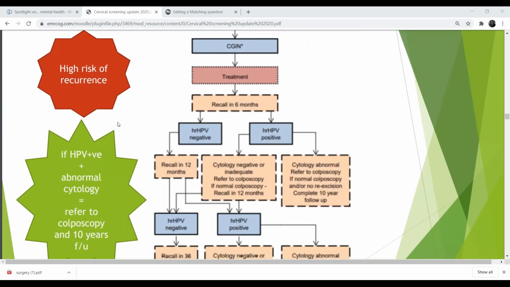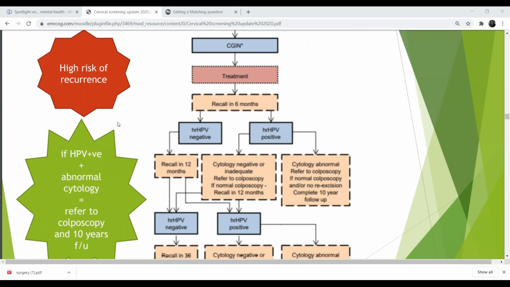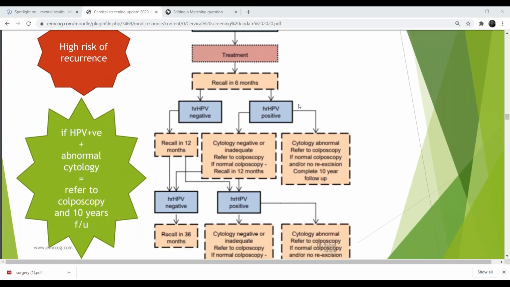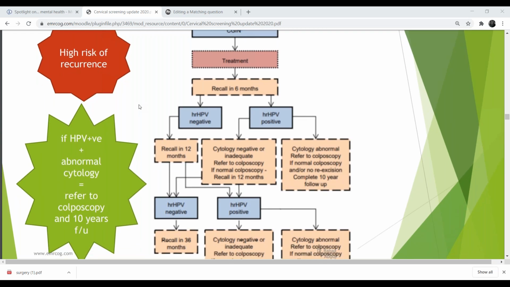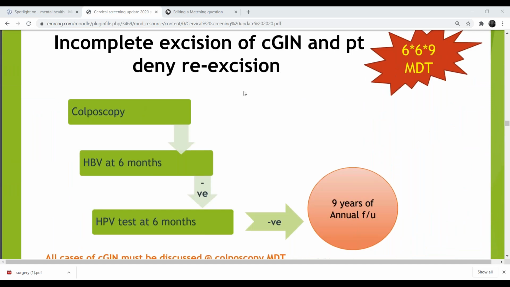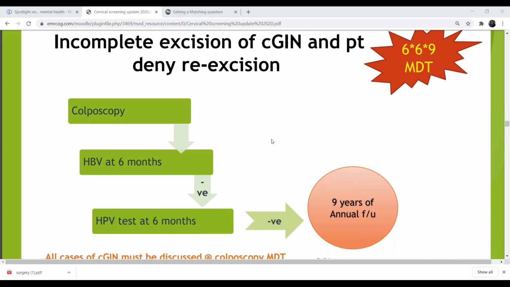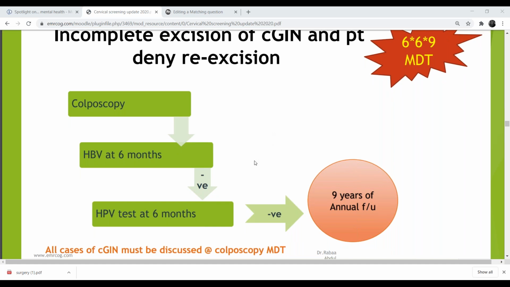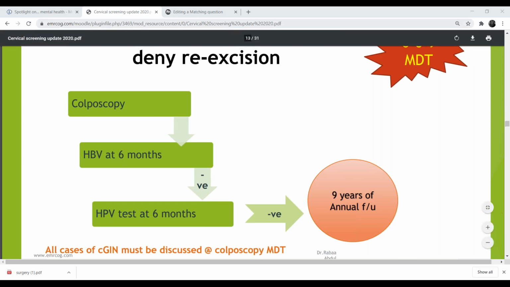For the CGIN lesion, okay, you need to remember this is a high risk of recurrence lesion. This lesion will necessitate treatment, recall in 6 months, and if negative, recall in 12 months. If negative again, recall in 36 months. So the frequency of recall for this patient is 6, 12, 36. Incomplete excision and patient with CGIN who denies re-excision, please remember this case needs to be discussed at the colposcopy MDT, and she will be offered 6 months HPV testing. If negative, repeated at 12 months, and if negative, annual follow-up for 9 years.